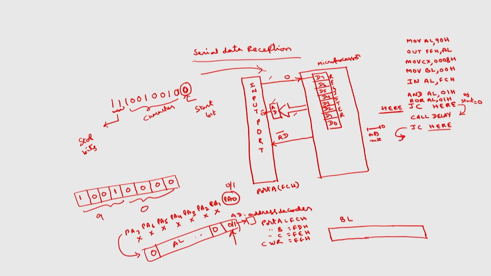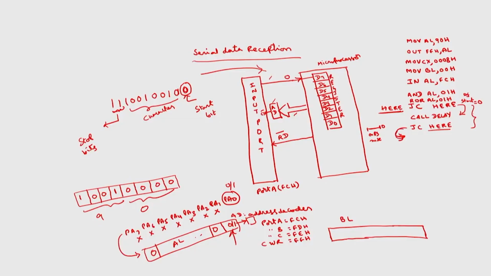Then I will check for the first bit of the character. Otherwise, this will wait here in the loop until a valid start bit is received. Once it comes out of the loop, a valid start bit has been received. Now, I have to check for the character bits. So, for the first character bit, again I will write AL comma FCH, because I have already called the delay.